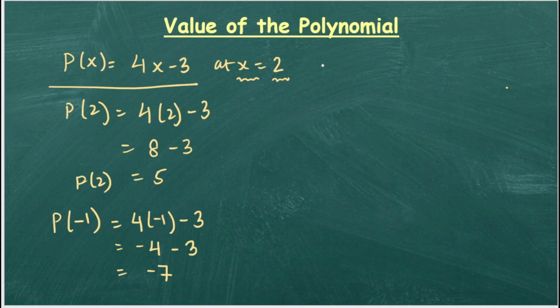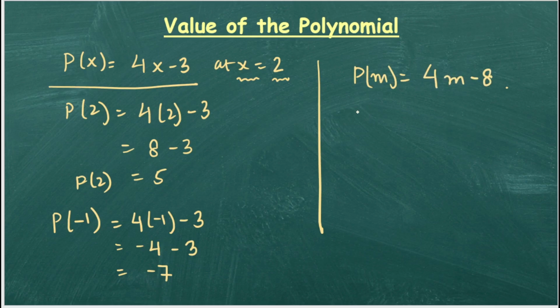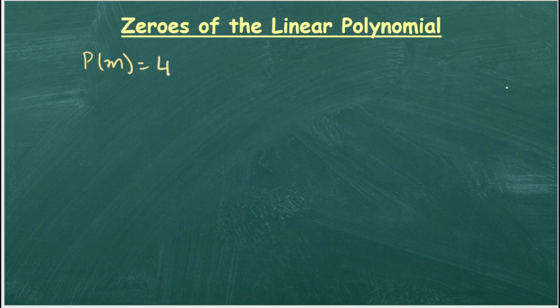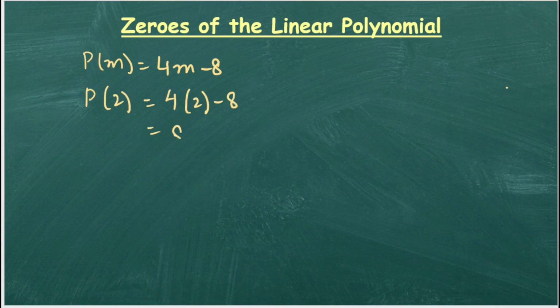Alright, take one more. Suppose I have the polynomial p(m) = 4m - 8. I want to find the value of p(2). So in place of m, I am going to put 2. So 4 times 2 minus 8. 4 times 2 is 8. 8 minus 8 is 0. We just saw that p(2) is 4 times 2 minus 8, which is 8 minus 8, which is 0.